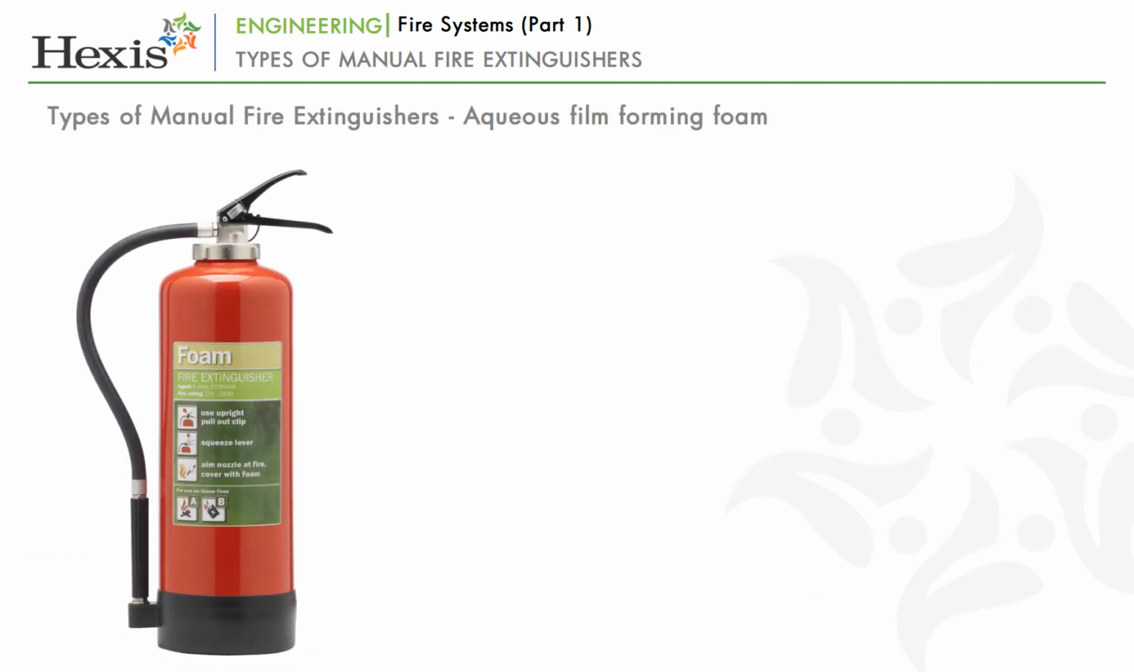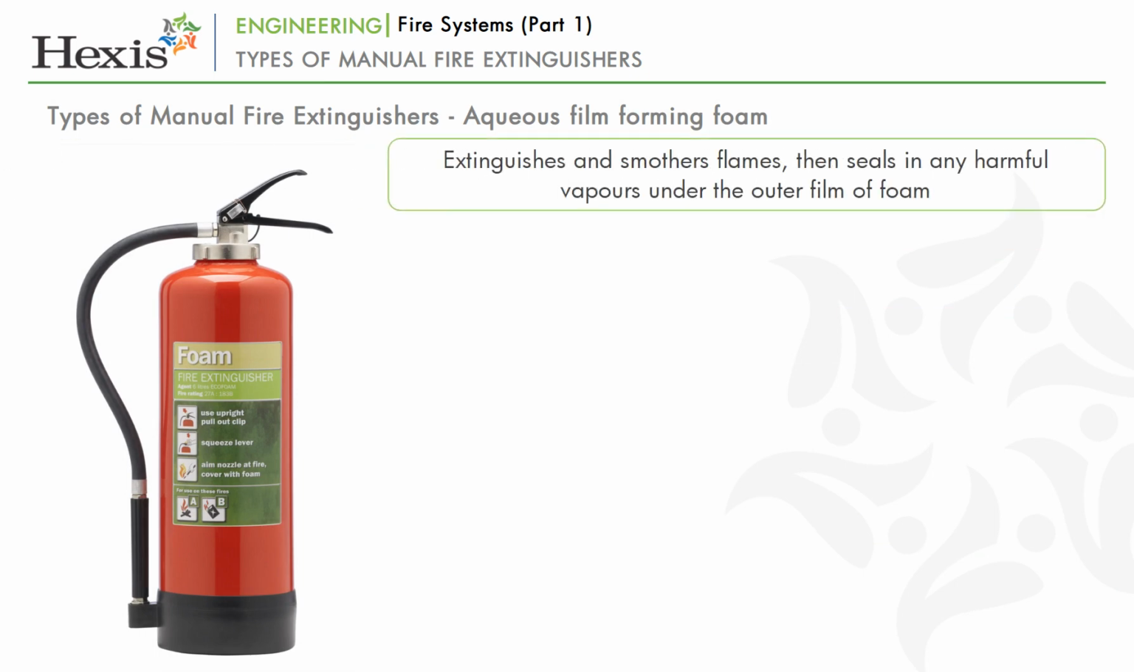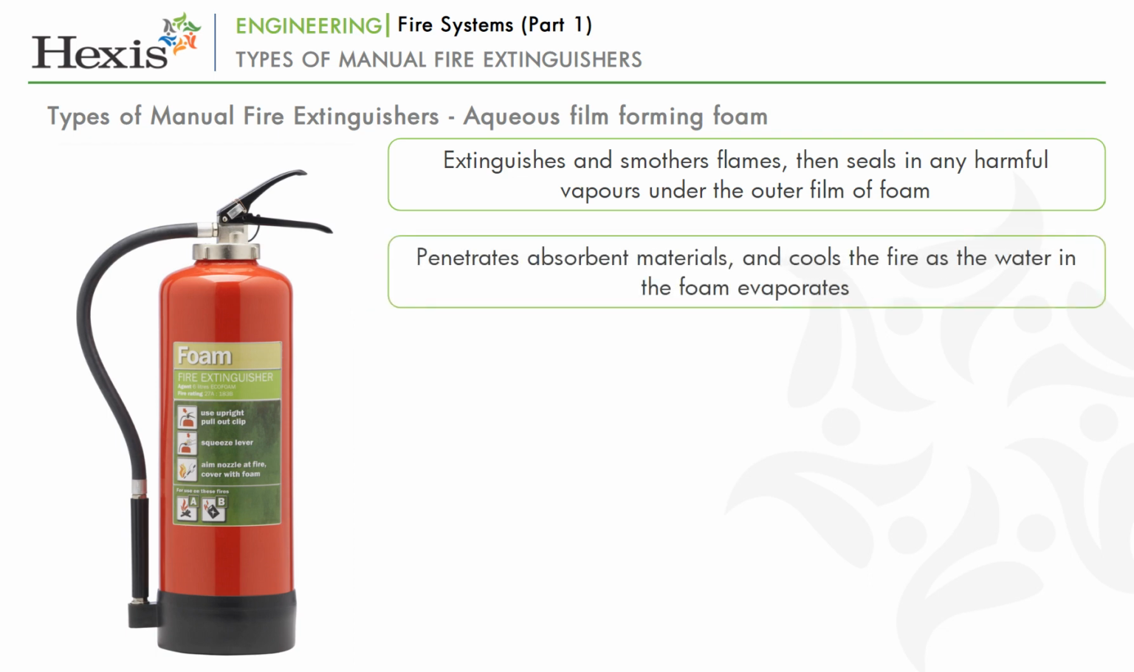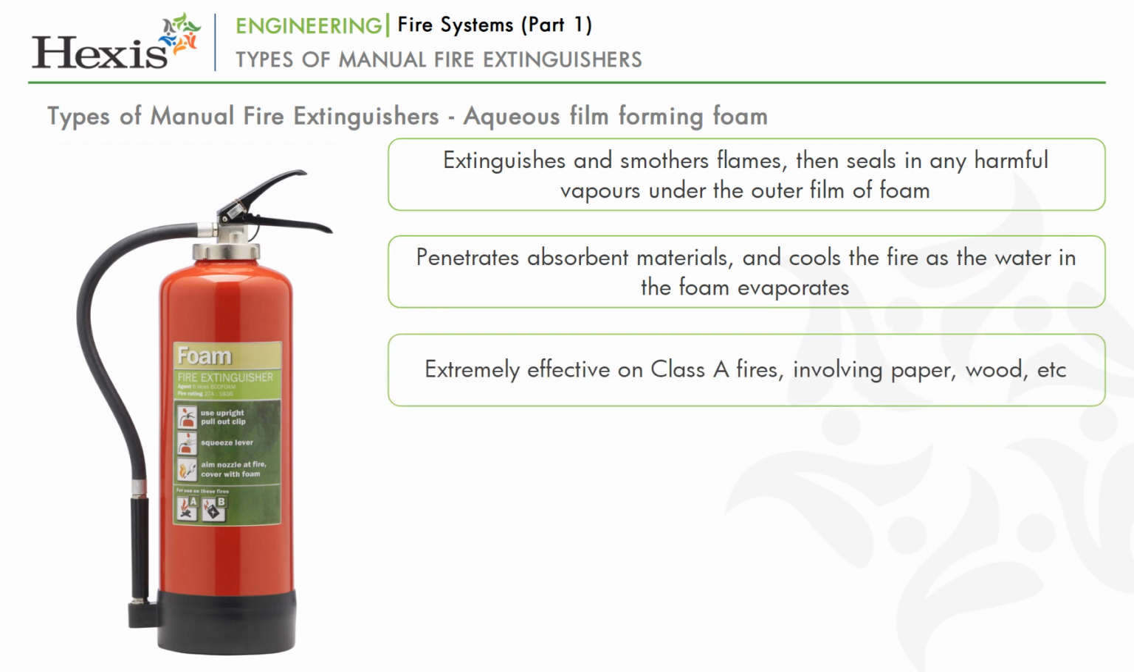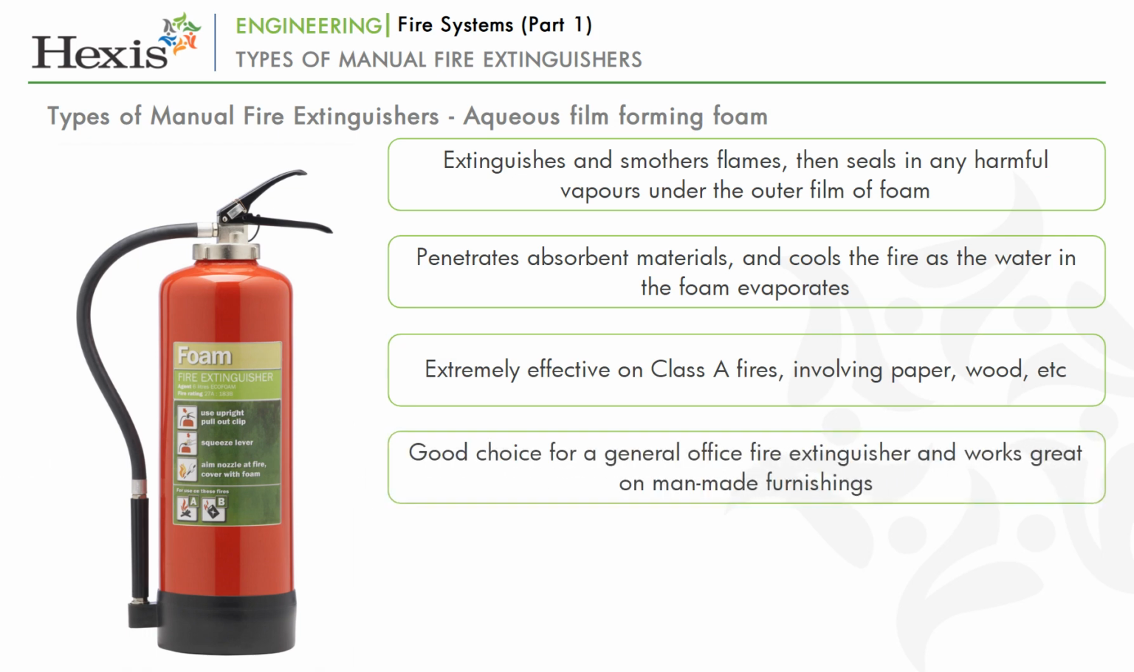When sprayed onto a fire, AFFF foam, that is aqueous film forming foam, extinguishes and smothers the flame, then seals in any harmful vapors under the outer film of foam. The foam also penetrates absorbent materials and cools the fire as the water in the foam evaporates. Foam is extremely effective on Class A fires involving paper, wood, etc., so they are a good choice for a general office fire extinguisher, and are particularly great on man-made furnishings, where the fibers in the fabrics might otherwise liquefy in the heat of the fires.